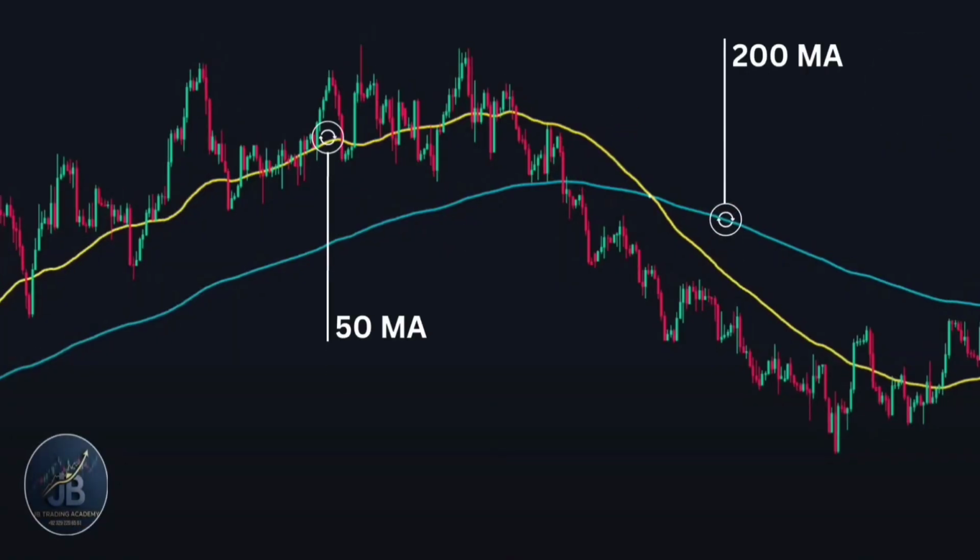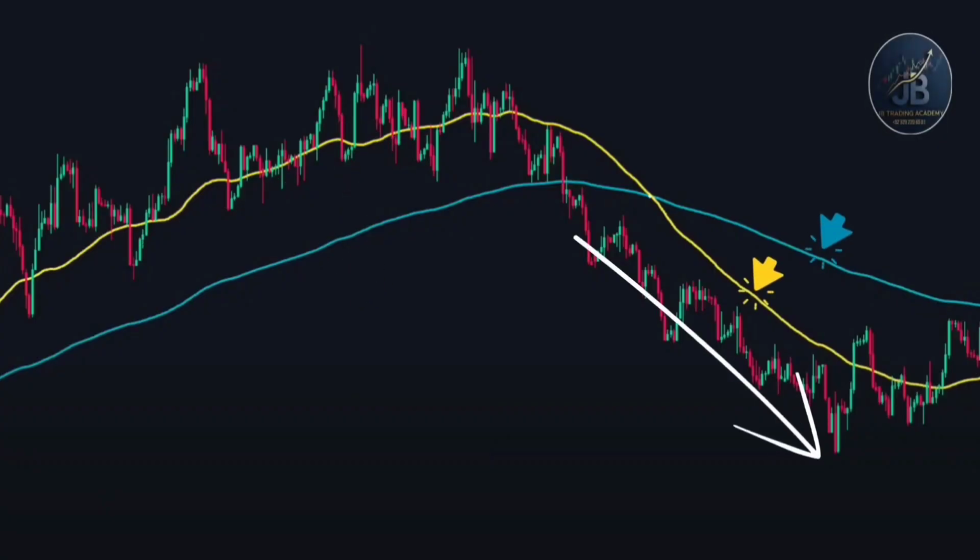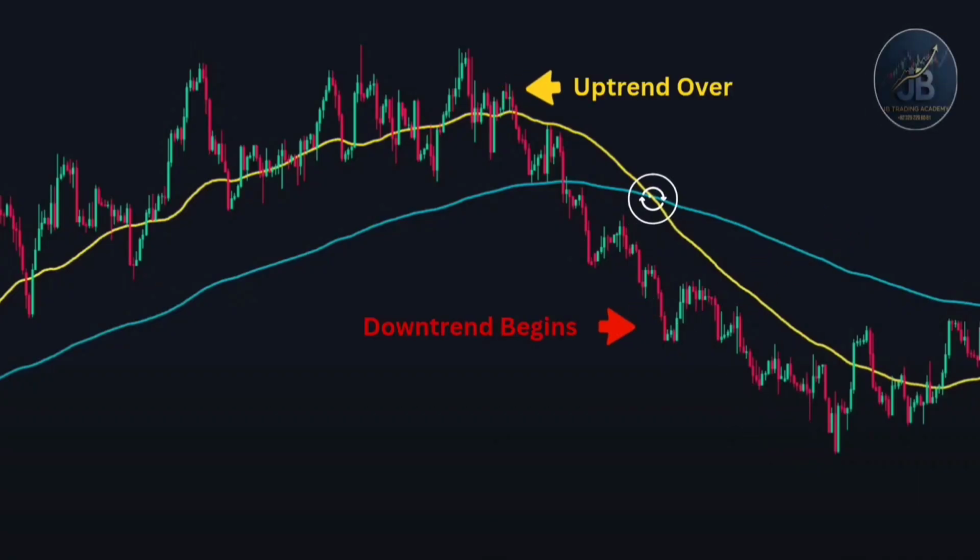As we learned earlier, in an uptrend the smaller MA is above the larger MA. Similarly, in a downtrend, the smaller MA is below the larger MA. Using the same logic, we can say that whenever the smaller MA crosses below the larger MA, it indicates that the price has shifted from an uptrend to a downtrend.